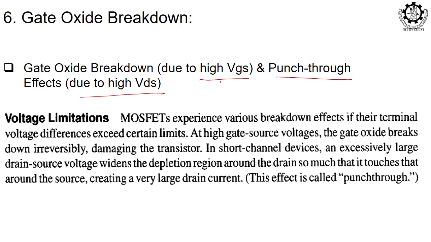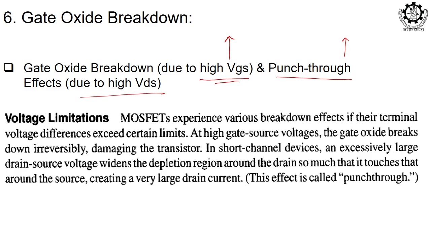Similarly, if you use high VGS, another effect can happen, that is oxide breakdown, gate oxide breakdown. Okay. As you are using a higher voltage of VDS, the punch through is happening. Similarly, if you use higher values of VGS, this gate oxide can break and can damage the structure.